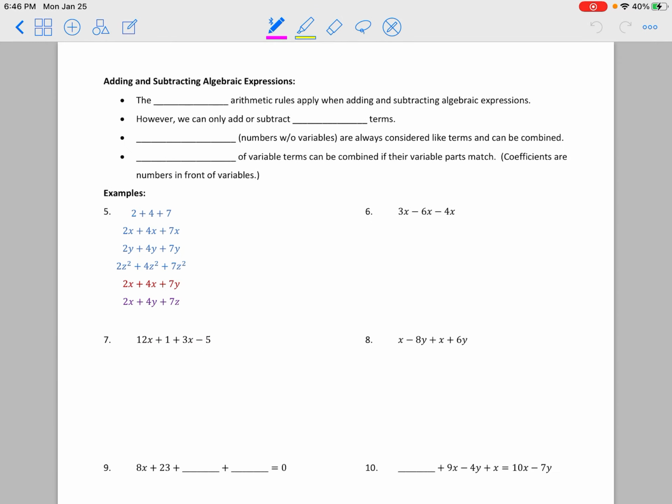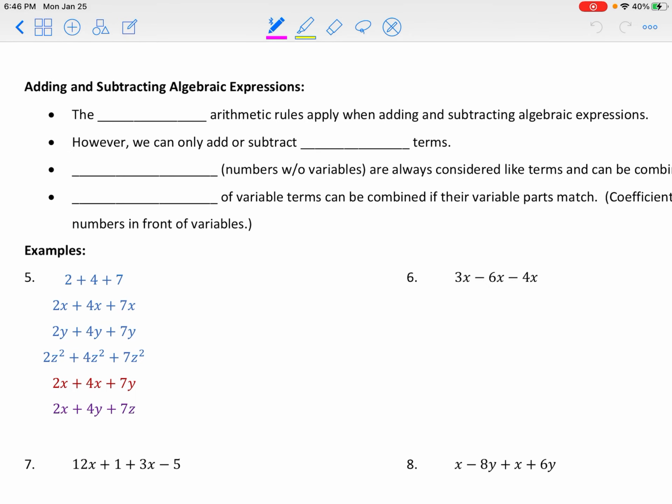I think we've got some more examples on the back here, but now we're going to look at how this works with algebra. Okay, we throw some variables into our expressions. So the same arithmetic rules apply. If we have different signs, we find the difference, keep the sign of the bigger number. If we have the same sign, we find the sum, we keep the sign.